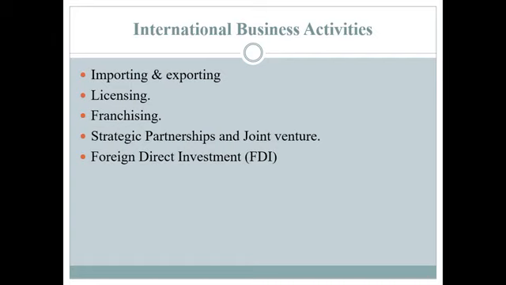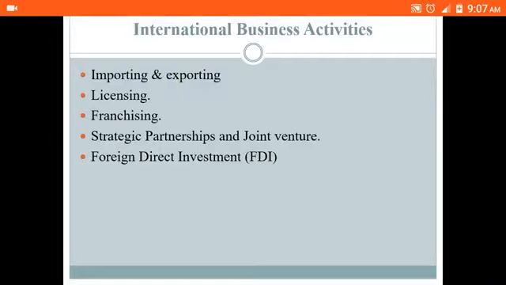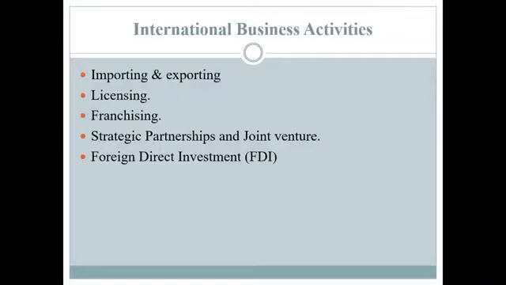Then another activity: strategic partnership and joint ventures. What are these two activities? Let's see. What is strategic partnership all about? A strategic partnership or alliance is a positive aspect of the cooperation of two or more companies in different countries. These two or more companies in different countries join together for mutual gain.